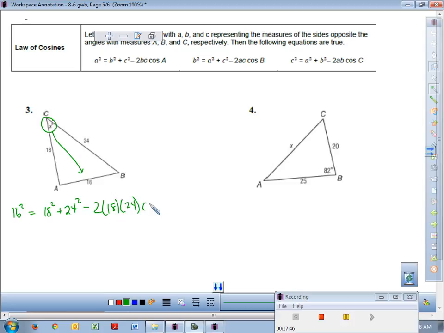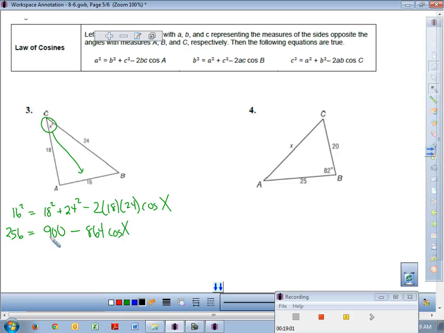Times the cosine of big X, right? So we're missing an angle measure, etc. Let's do a little cleaning up. 16 squared is 256. And then 18 squared plus 24 squared, we can punch that into our calculator, and that is 900, minus 2 times 18 times 24, which is 864. And the cosine of x is still there.